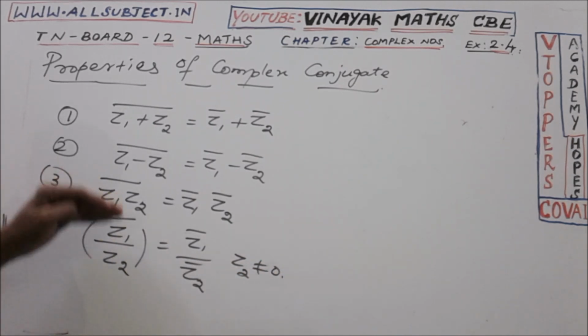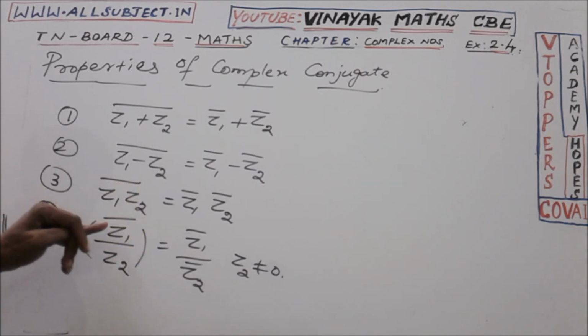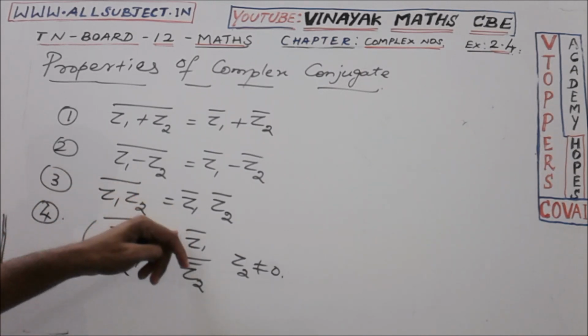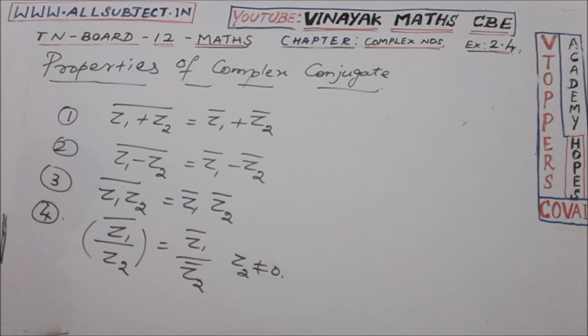We can separate the conjugates in division by using conjugate Z1 bar by Z2 bar, where the given complex number Z2 is not equal to 0. And then some more properties I am going to discuss here.